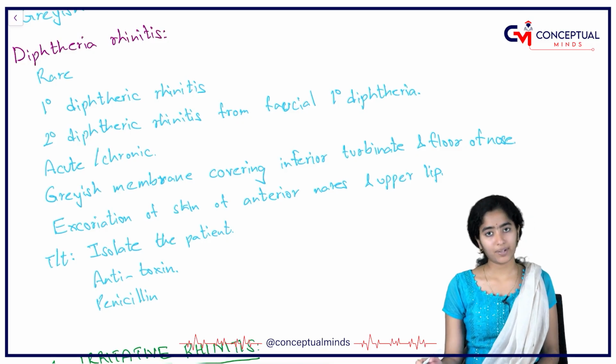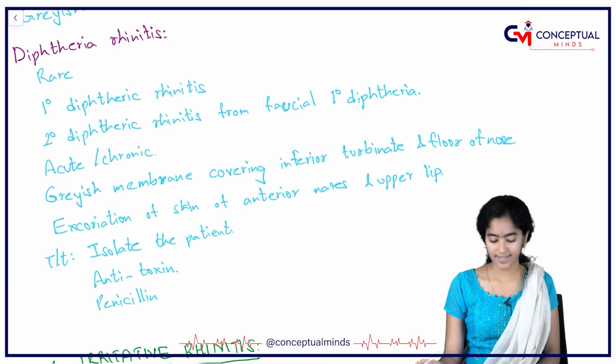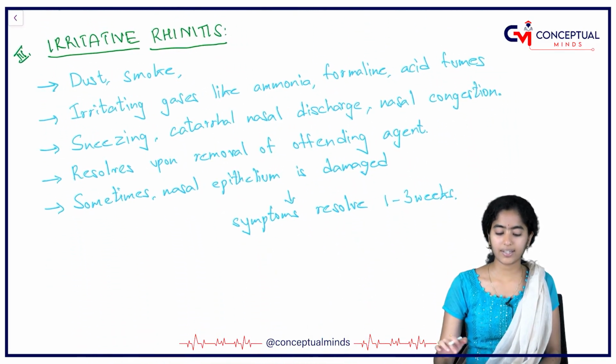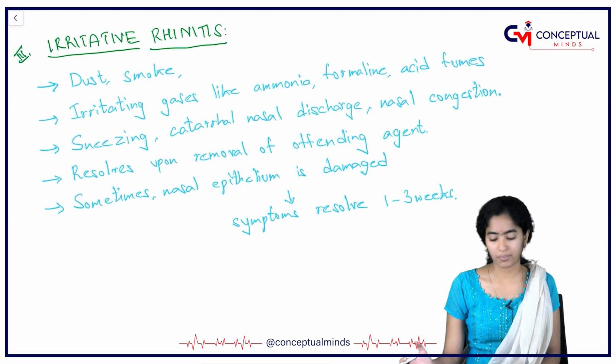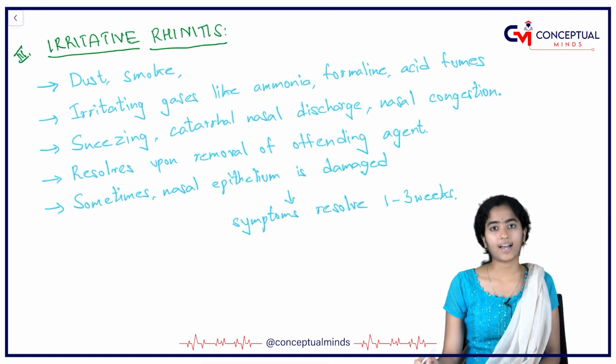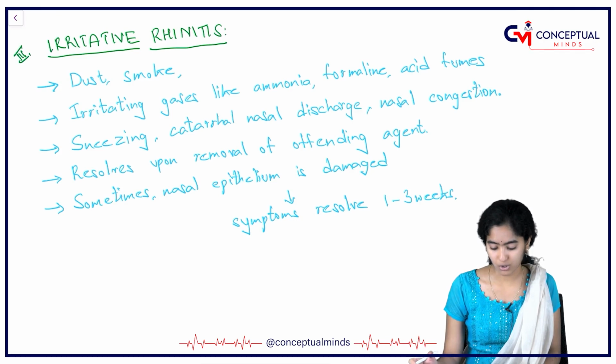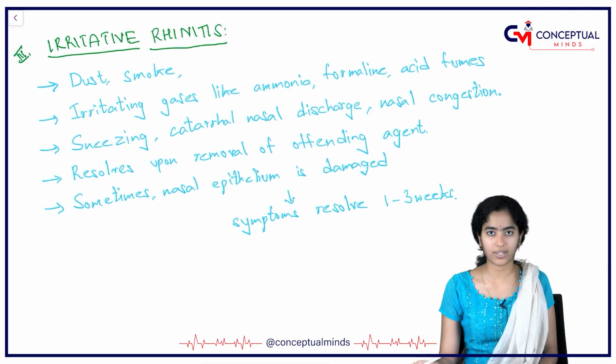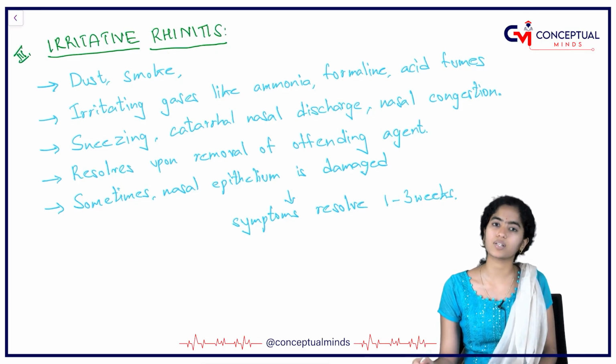Treatment is by isolating the patient. This is very important in diphtheric rhinitis. An antitoxin of diphtheria has to be given along with antibiotic. Last under acute rhinitis is irritative rhinitis, which is very simple because of some irritant substances like dust, smoke, some gases such as ammonia, formalin and acid fumes. The patient can have sneezing, catarrhal nasal discharge and nasal congestion. And these symptoms usually resolve upon removal of the offending agent, but sometimes if the nasal mucosal epithelium is damaged, then the symptoms persist until the epithelium is regenerated.